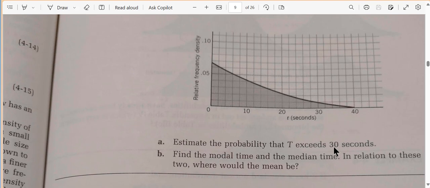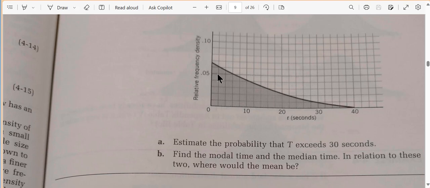That's kind of hard to do, and I don't know exactly how they want us to estimate this area. But let's just say, suppose I wanted to know, this is 10 seconds, so this is 2 seconds, I guess. So between 0 and 2 seconds, what's the probability of that? We would take this, which would be 2 units, and this would be 0.05. So 0.05 times 2 is 0.1. That's the area here.